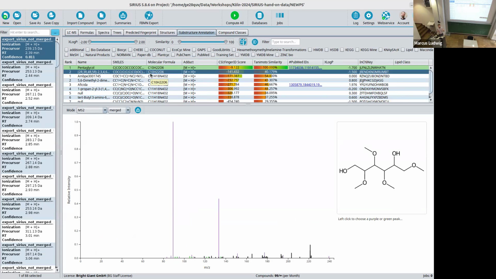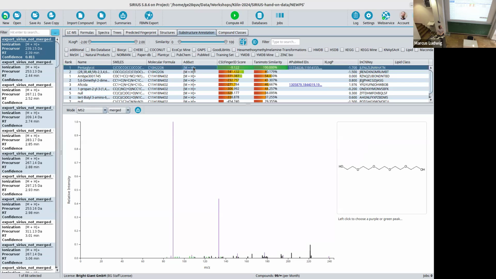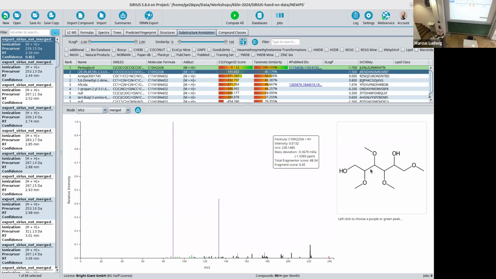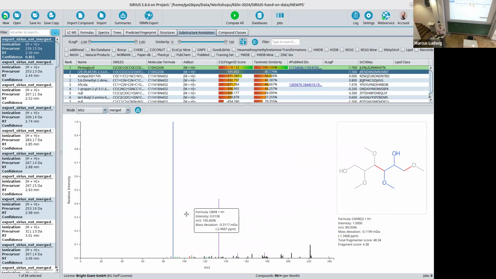And this tab is for substructure annotation. This should give you, again, some more confidence in the CSI:FingerID structure hit by doing something similar to, if you know it, a metric for annotating fragment peaks in the spectrum. What we do is we take the molecule and fragment it into pieces and try to explain the fragment peaks in here. With this, you can basically just judge if your structure hit makes sense.